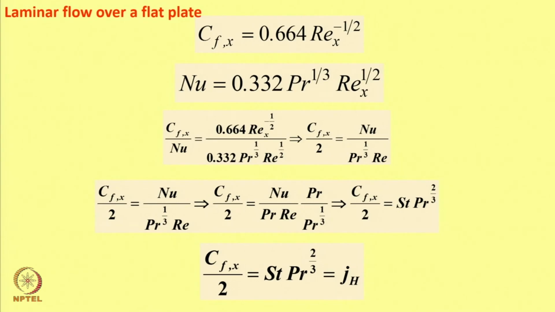Now if I take laminar flow over a flat plate, these are my closed form solutions: 0.664 ReL to the power of minus half, and 0.332 Pr to the power of 1 by 3 Re to the power of half. So I get Cfx by Nu equal to this. From this I can write that Cfx by 2 equals Nu by Pr to the power of 1 by 3 Re. If I multiply and divide by Pr, both numerator and denominator, I get Cfx by 2 equals Stanton into Pr to the power of 2 by 3. This I call the Colburn factor.